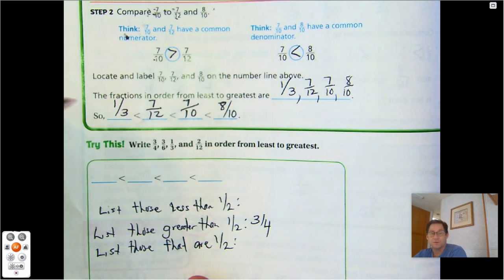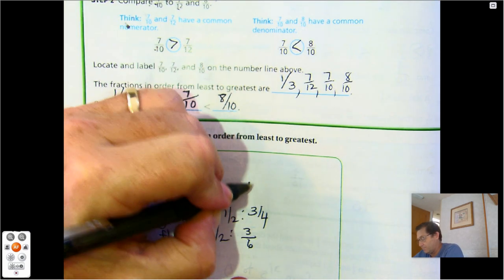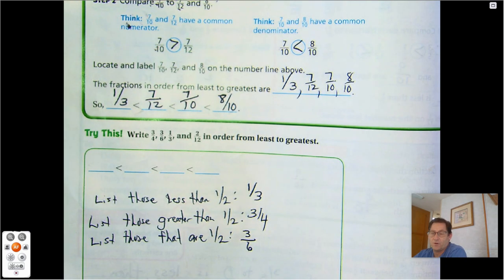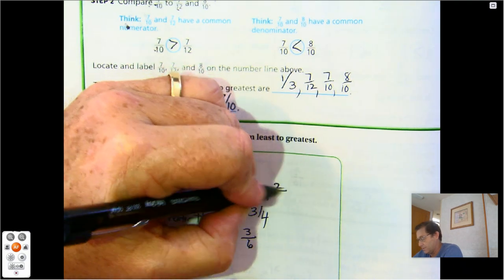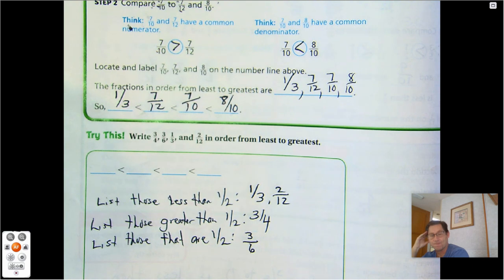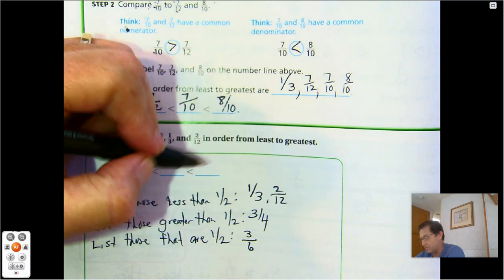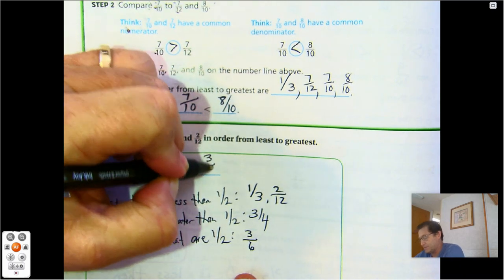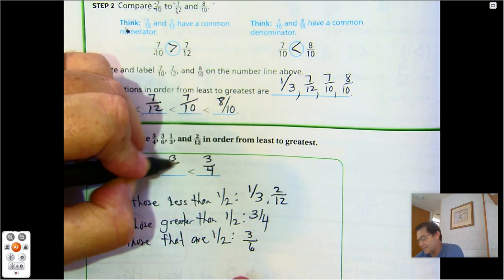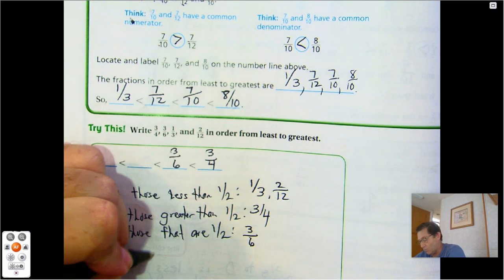So 3/6 is 1/2. 1/3, we know that that's less than 1/2. 2/12, that's smaller than 6/12. So, all right, we have 2 that are smaller than 1/2, and we have 1 that's bigger. So the largest number is 3/4. That's bigger than 1/2. 3/6 is exactly 1/2.